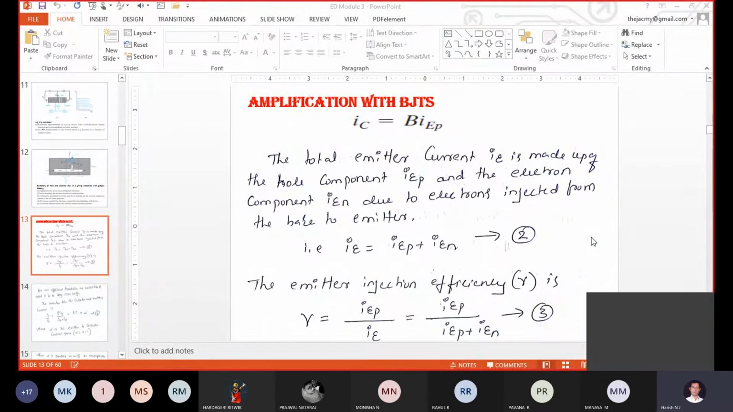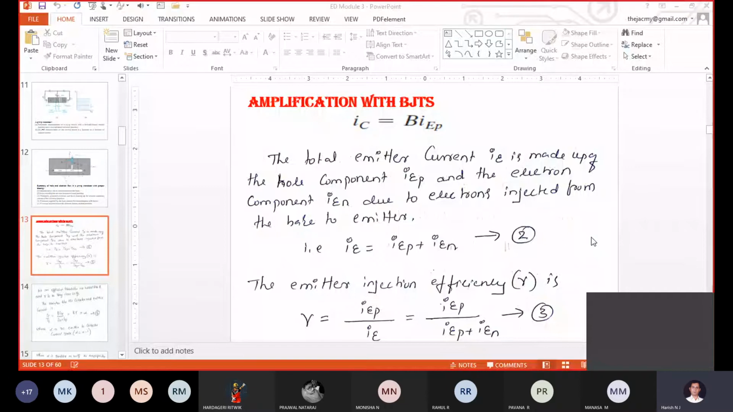First we will take the amplification of a bipolar junction transistor. In this concept, we conclude the amplification parameters of a BJT with the help of current notations, with the help of the current concept. Here two types of configurations are taken, out of three: one is common base, the second one is common emitter.